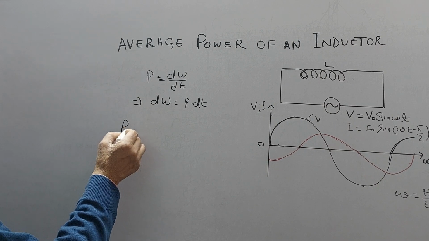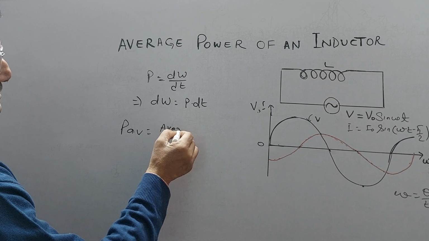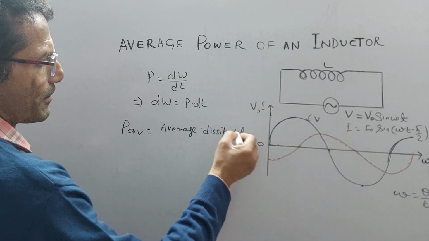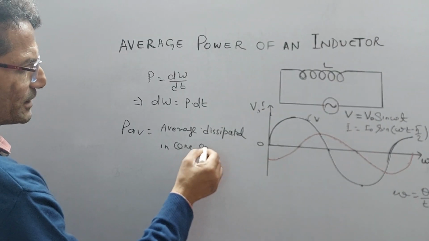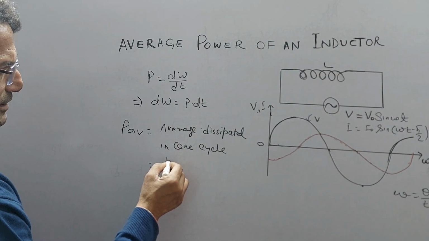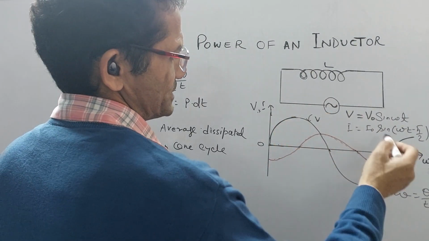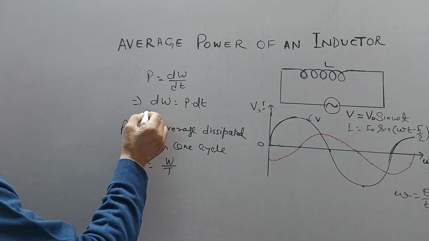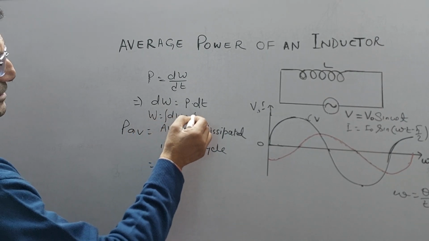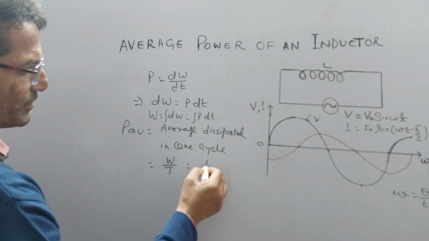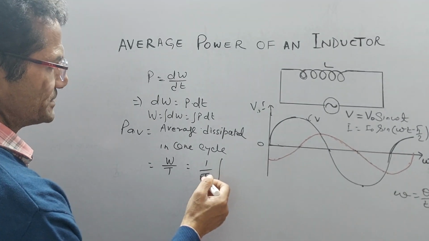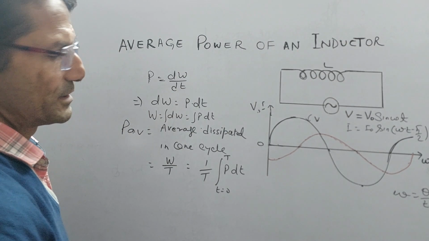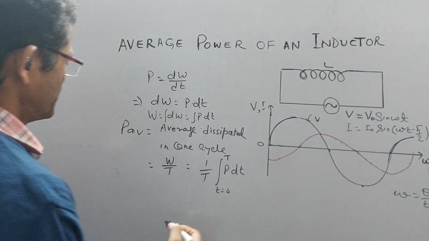So our average power dissipated in one cycle or revolution is the total work done divided by the time period. The time taken for one complete cycle is capital T, and the total work done, if I integrate, has the value P dt. Putting in the values, 1 upon T, the integral of P dt, from time 0 to one revolution time. Putting the value of P here.